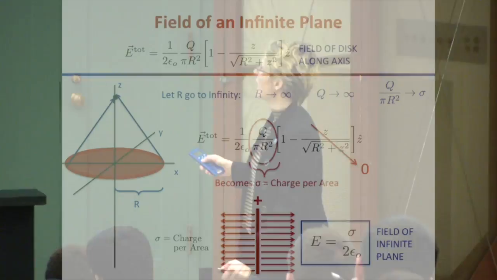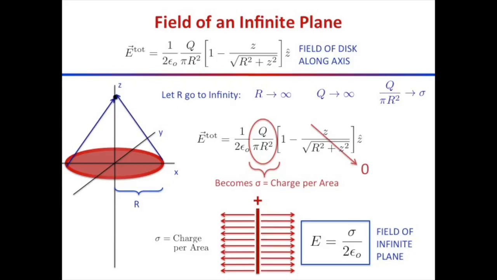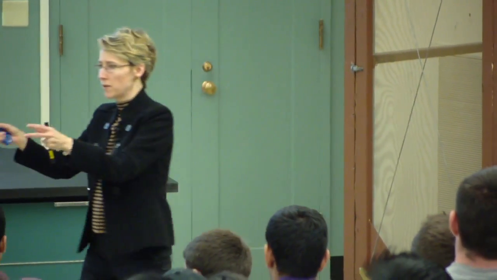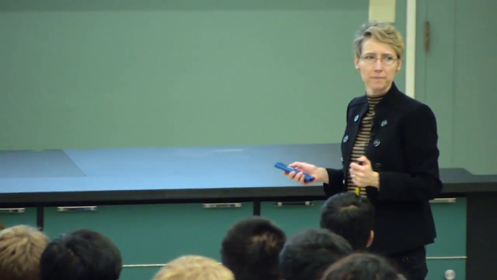So as the radius of the disk goes to infinity, I need to let the charge on the disk go to infinity as well, in such a way that charge per unit area stays constant. So r goes to infinity, q goes to infinity, but the ratio q over pi r squared needs to remain constant as I do that. That means anywhere I look on this infinite plane, if I take a chunk out of it, there's a particular charge per area, and I could go to some other part of the plane and take a chunk out of it, and it's got the same charge per area on it. Okay? Questions about how you do that limit?